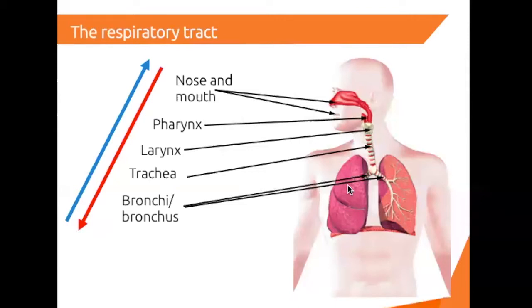Sorry, bronchus. Bronchi is two, bronchus is one, or the other way around actually. Bronchus is one, bronchi is two, and then they further divide into little branches called the bronchioles.